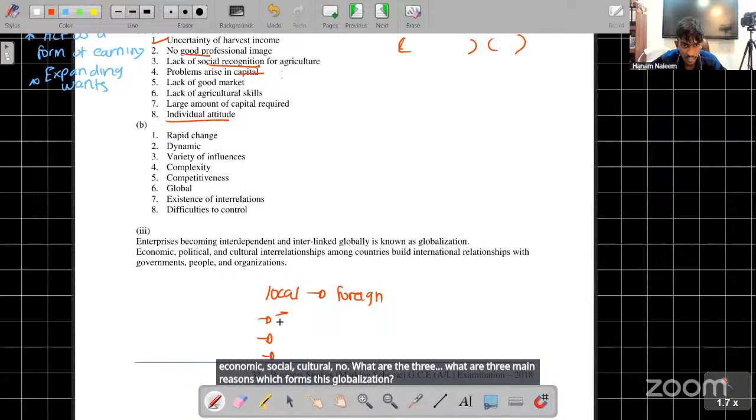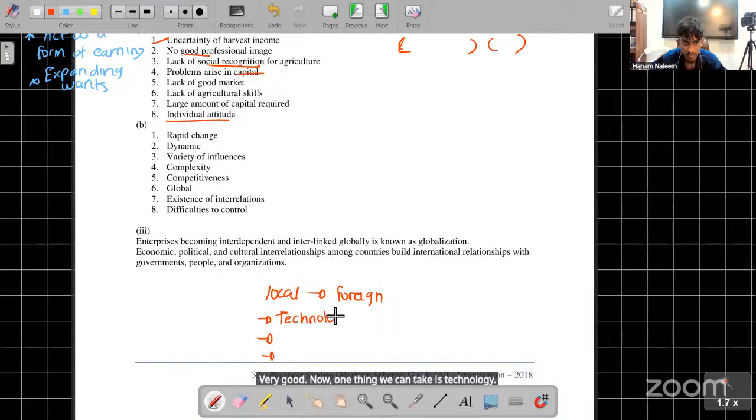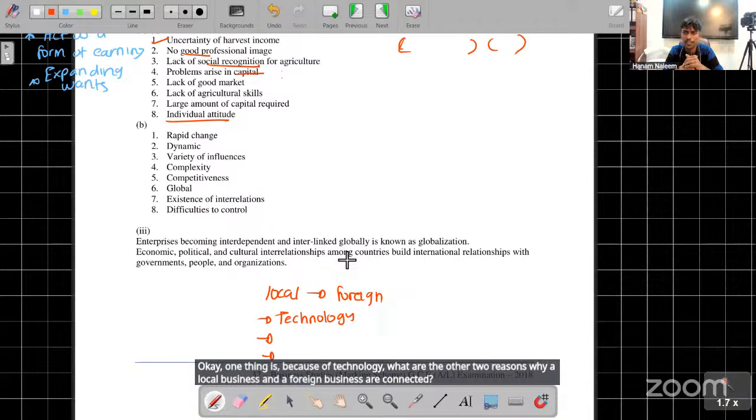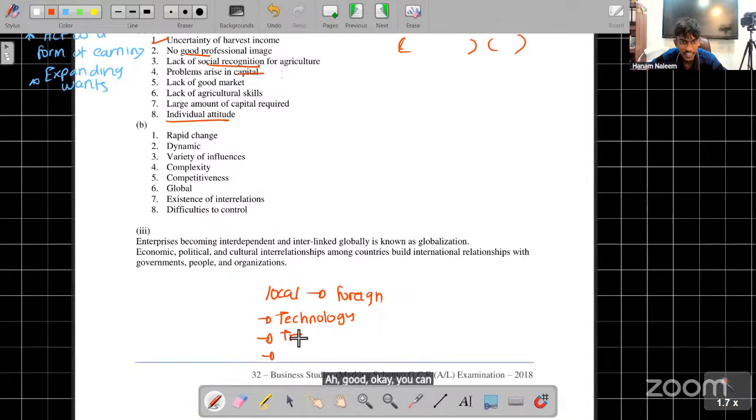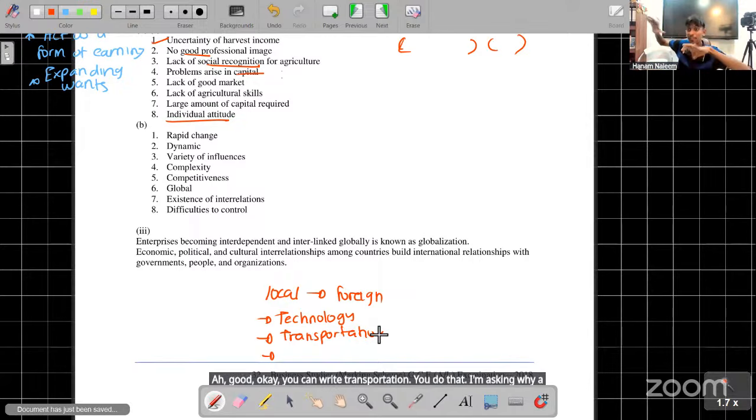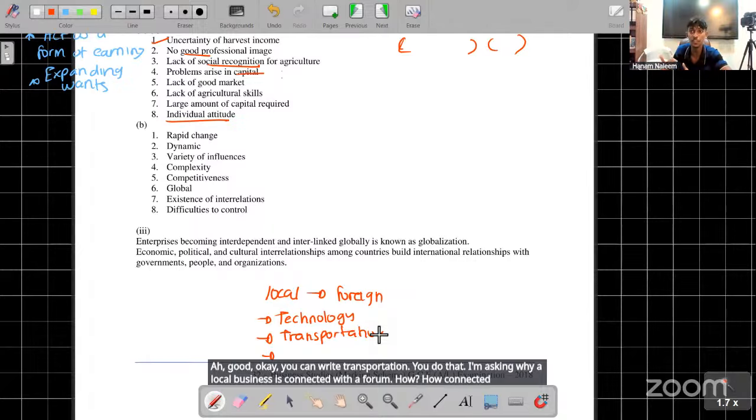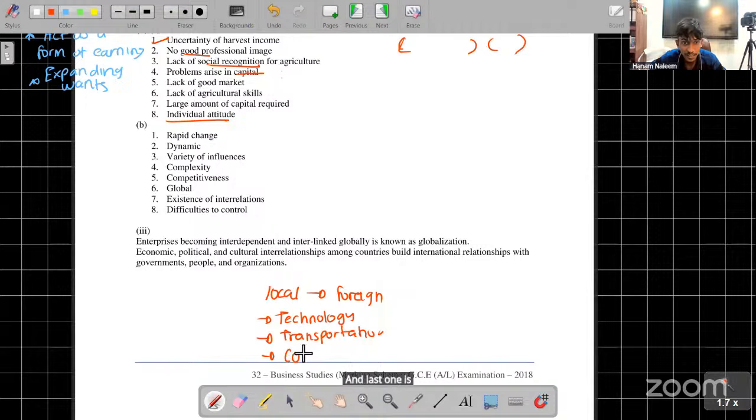Very good, Hannah. One thing we can take is technology. Okay, one thing is technology. What are the other two reasons why a local business and a foreign business are connected? Good, you can write transportation. I'm asking how we are connected with a foreign business. One is that we have developed transportation, so we can buy goods from foreign countries and we can sell. Another one is technology, with which you can get updates on whatever is happening all around the world. And the last reason is communication.